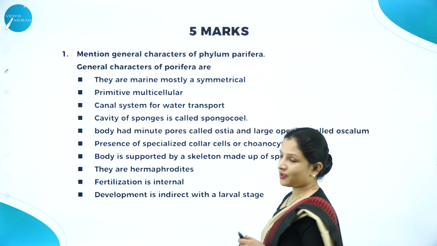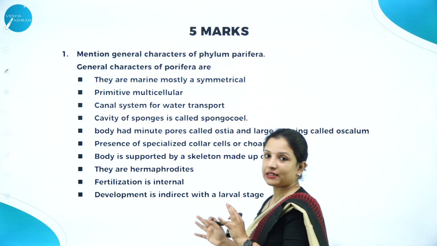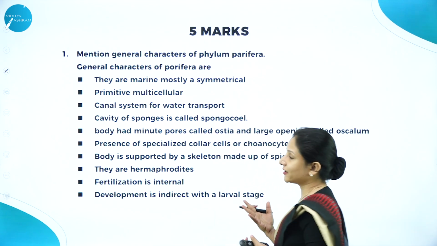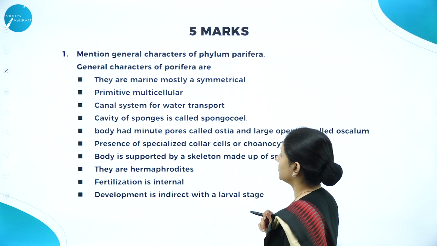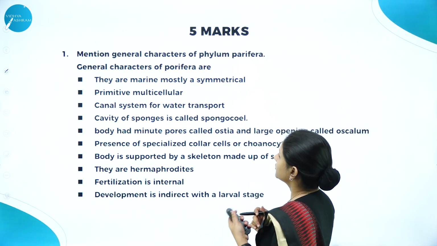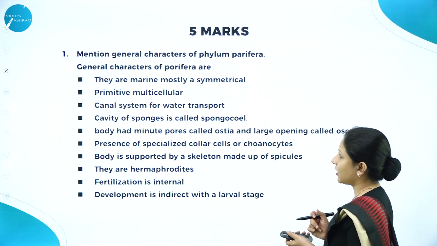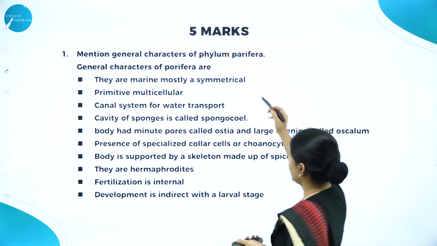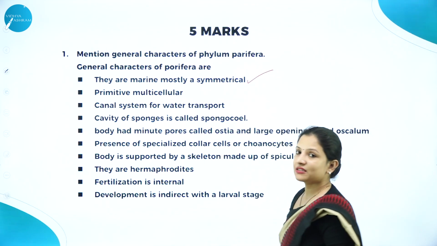So this was about the MCQ. So now we'll move on to learning the important 5-mark questions that are likely to appear from this particular chapter. Mention the general characteristics of phylum Porifera. So the general characteristics of phylum Porifera are, they are mostly marine and they are symmetrical in nature.